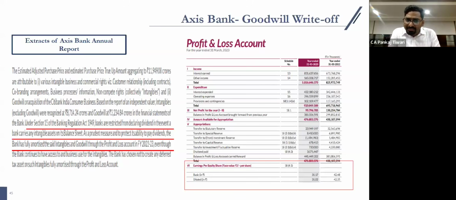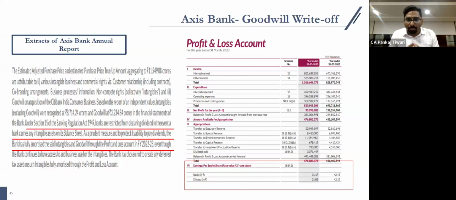So, if you look at the financial statement of Axis Bank, and this is an extract of the Axis Bank annual report, the whole write-off which was done, the consideration which was paid by Axis Bank to Citibank, was debited to the profit and loss account of Axis Bank. Part of that was on account of goodwill. For example, if you look at the extract of the annual report, 12,000 crore was paid by Axis Bank to Citibank as part of the purchase consideration. And this 12,000 crore was purely a purchase consideration paid to Citibank.